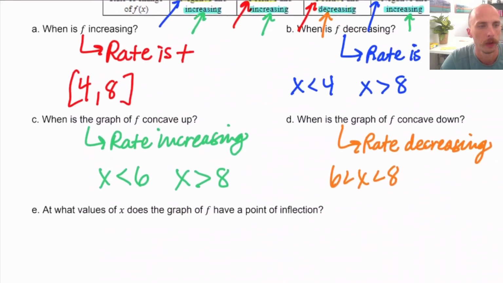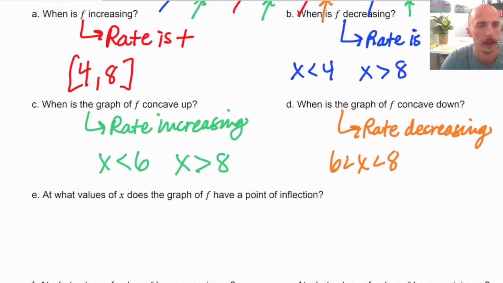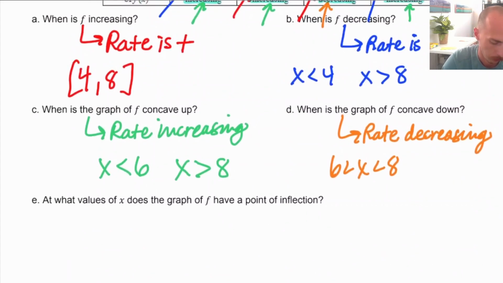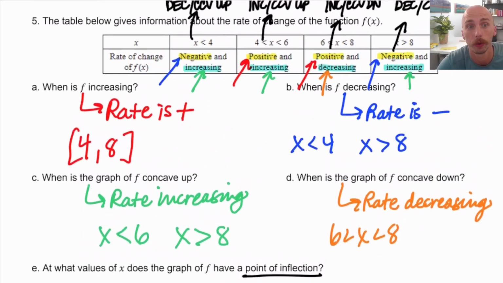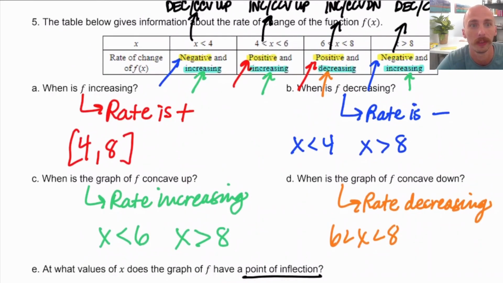At what values of x does the graph of f have a point of inflection? Okay, well, remember, a point of inflection is a change in concavity. So that would be where we change from green to orange or orange to green. So you can see that it happens right there at 6, right as we're ending 4 to 6 and beginning 6 to 8. That's at x equals 6. And also at x equals 8 as well, because we're going from rate decreasing to rate increasing. That means from concave down to concave up.